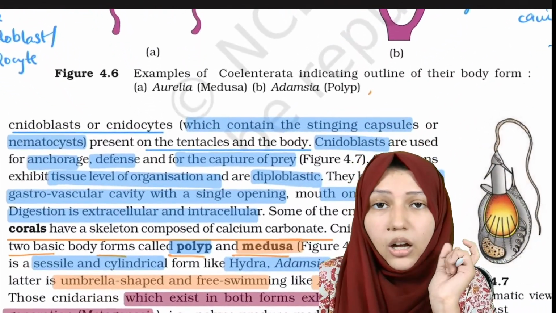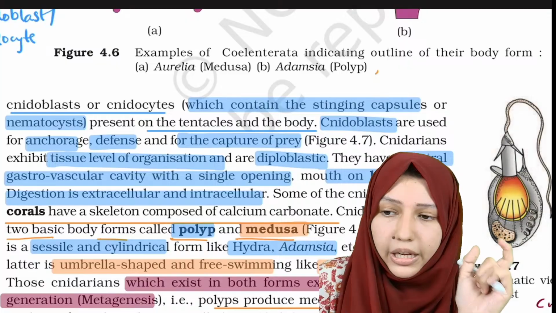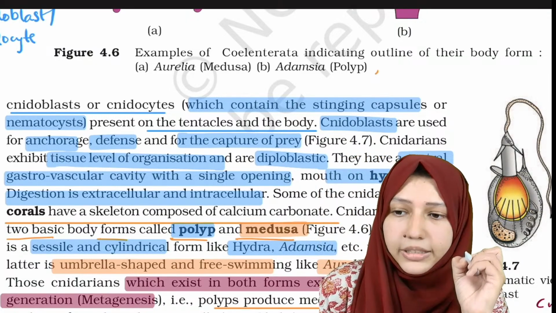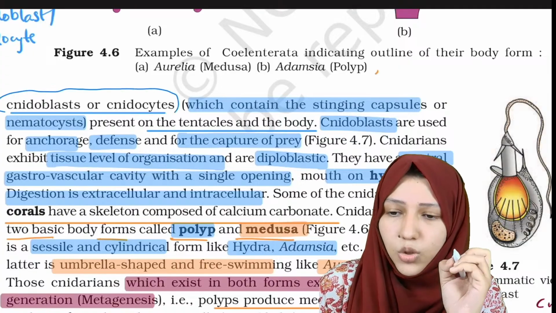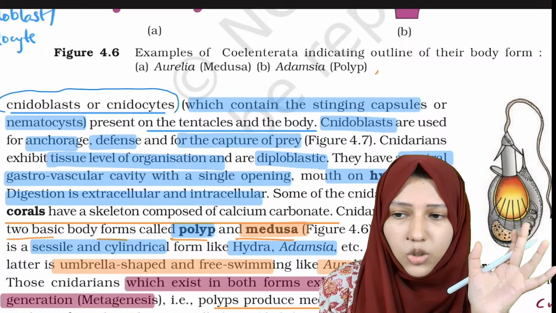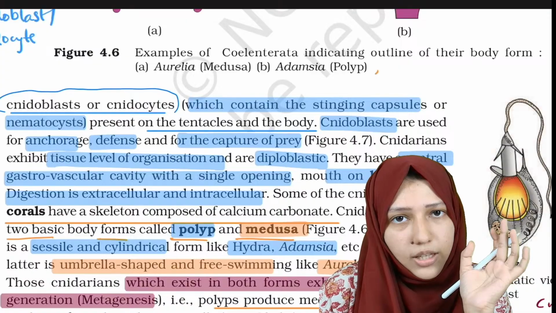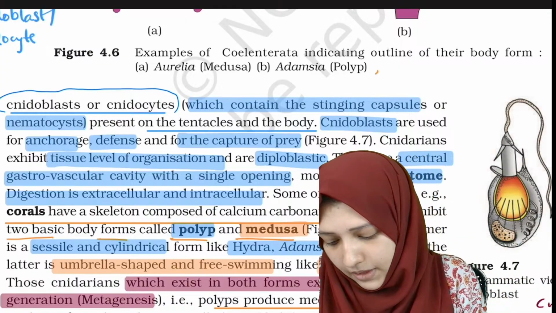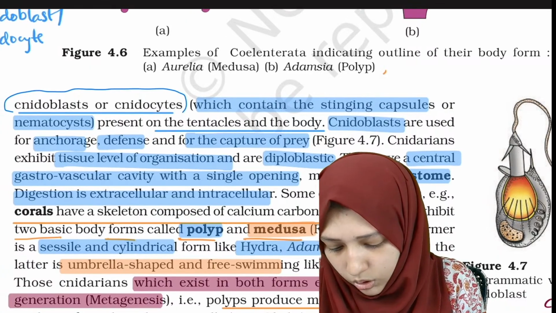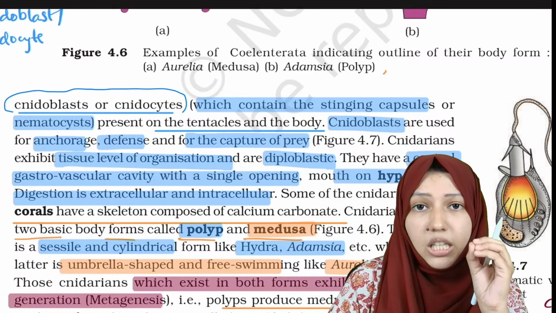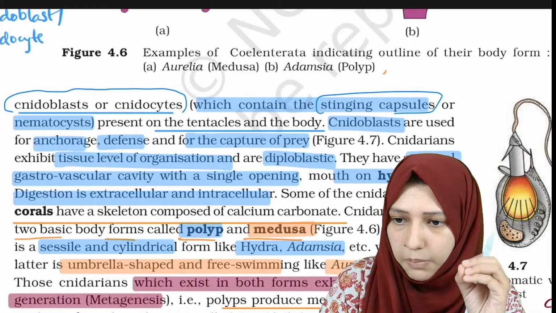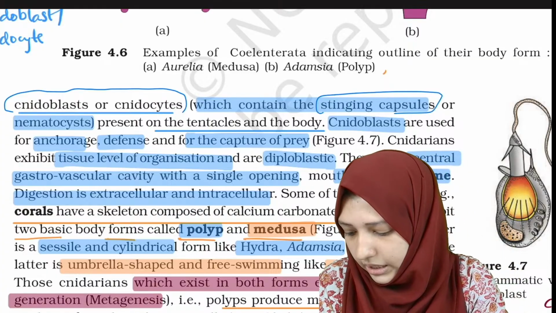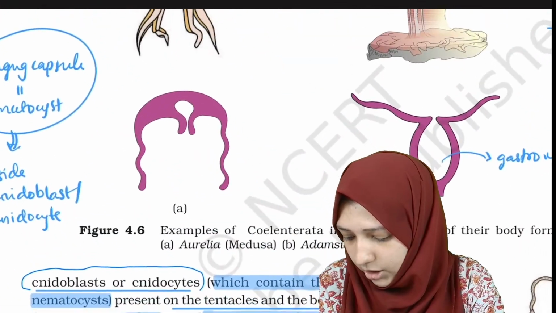Okay, how did the name Cnidaria come? The name Cnidaria is from a specialized cell which is known as cnidoblast or cnidocyte. What is the use of having these cells? These have a stinging capsule or nematocyst. This is having a stinging capsule, which is also known as nematocyst.